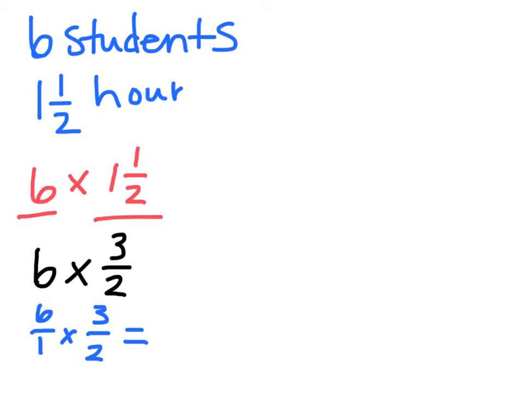Now we can multiply exactly the way you know how to multiply a fraction. We'll take numerator times numerator, so 6 times 3 gives us 18. Denominator times denominator, 1 times 2 gives us 2. And our final answer then would be 18 divided by 2 equals 9. So our group spent 9 hours working on their project.